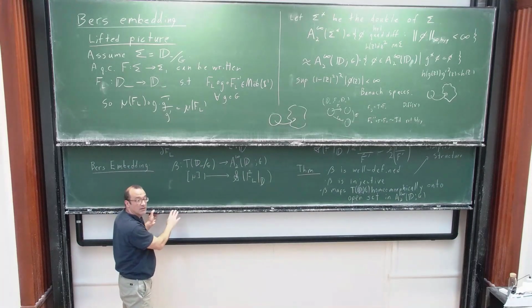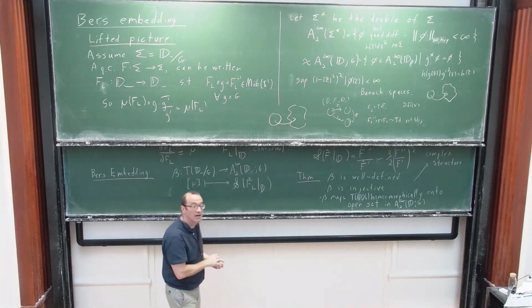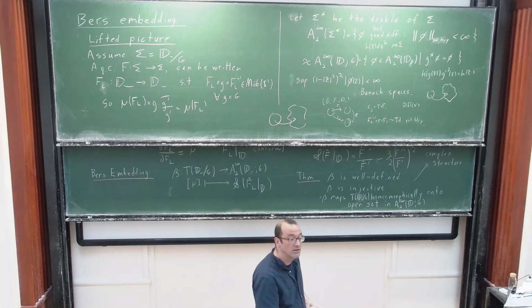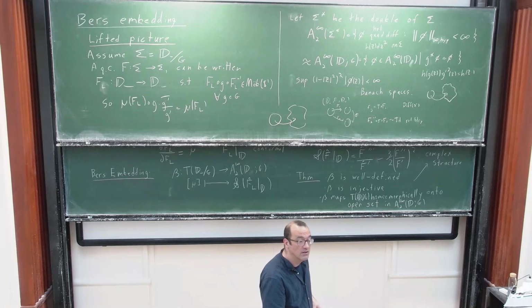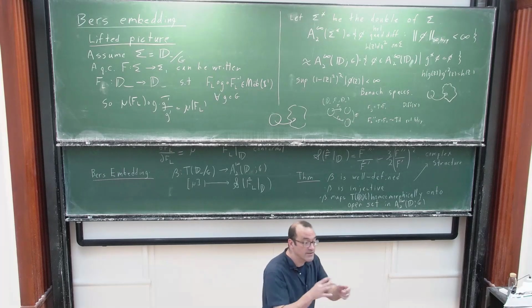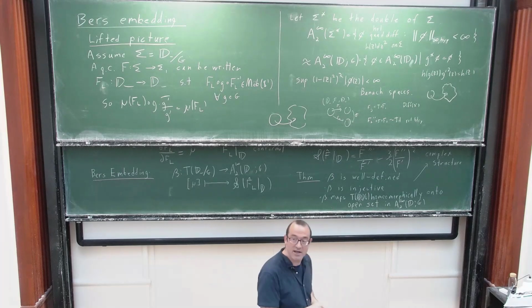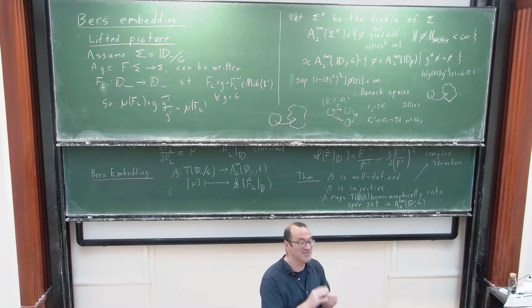A question related to that, because I have this double here. Am I correct to say that this construction that you gave actually identifies the Teichmüller space with quadratic differentials on the double? That's exactly what happens. I was going to write that down, but I was running out of time. But yeah, that's exactly right.